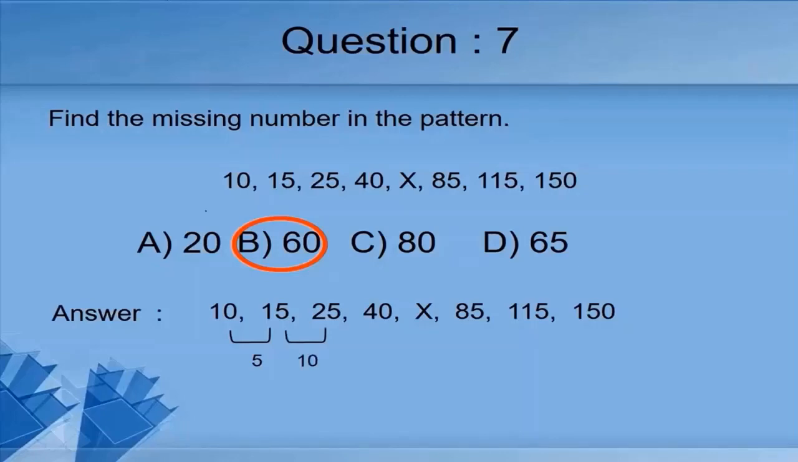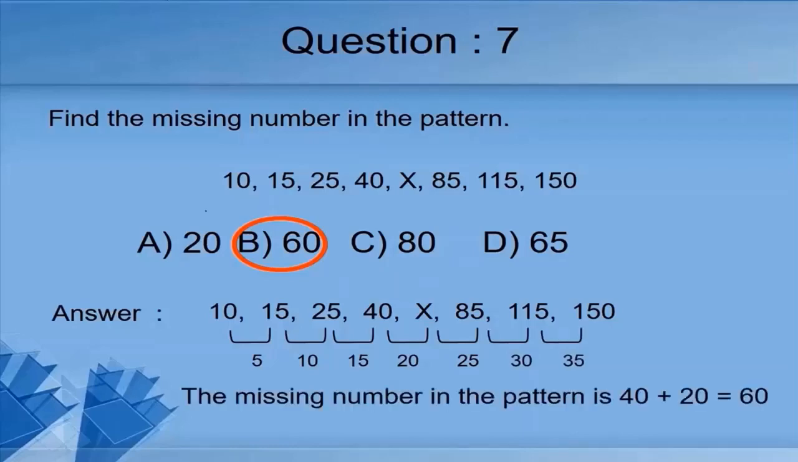50 plus 10 is equal to 25. Oh my god, see here, it has come 10, not 5. So 25 plus 15 is equal to 40. 40 plus 20 is equal to 60. 60 plus 25 is equal to 85. The missing number in the pattern is 40 plus 20 is equal to 60.